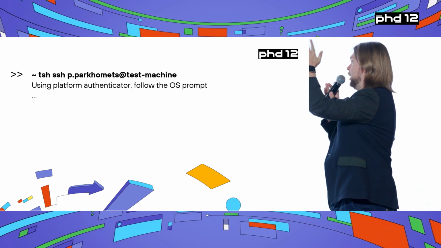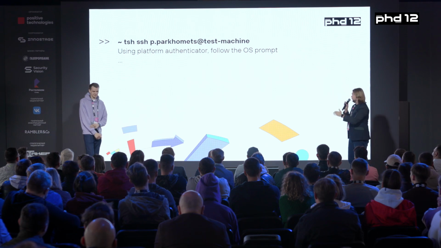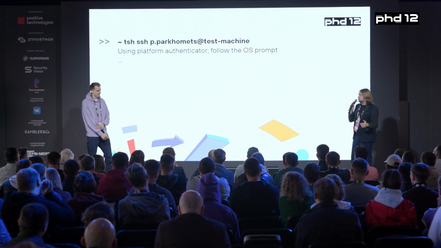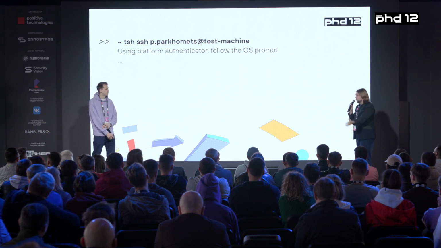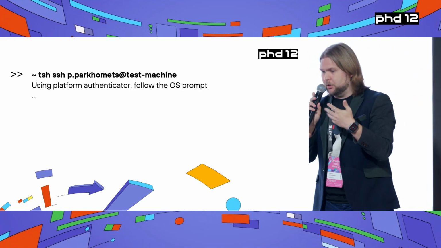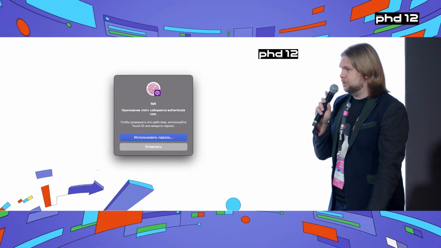He would put TSH, SSH, P. Parkhomets at a test machine, then would get a warning that a platform authenticator would be used, and I will tell you what authenticator is about. And then the system would suggest to follow the instructions that pop up on the screen.